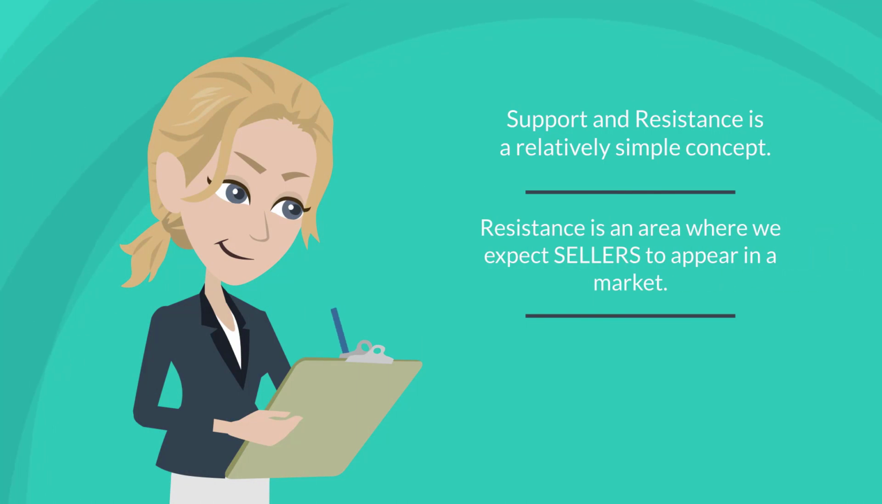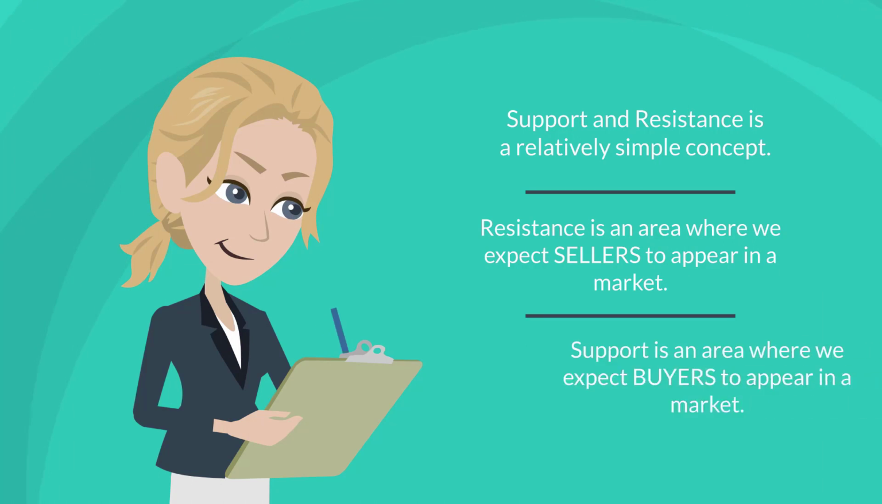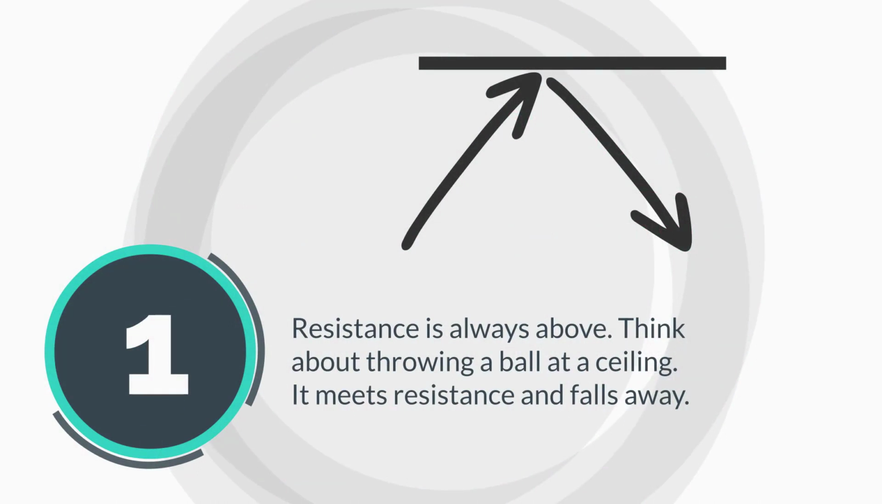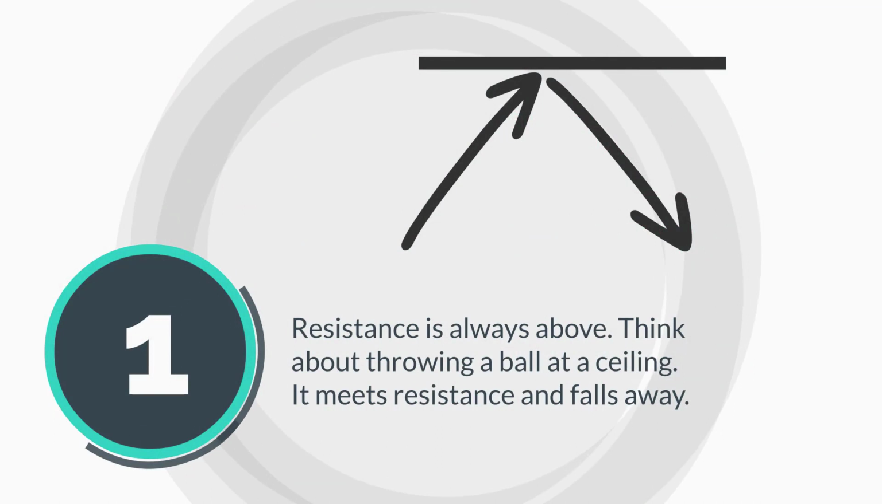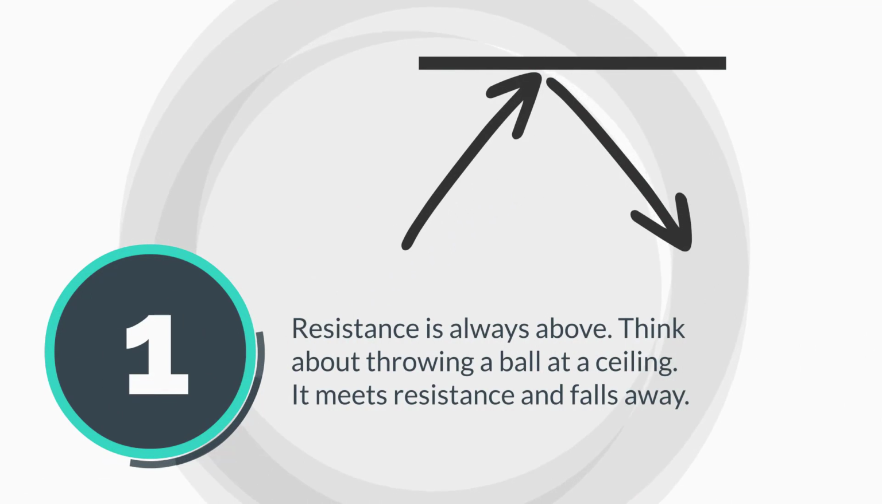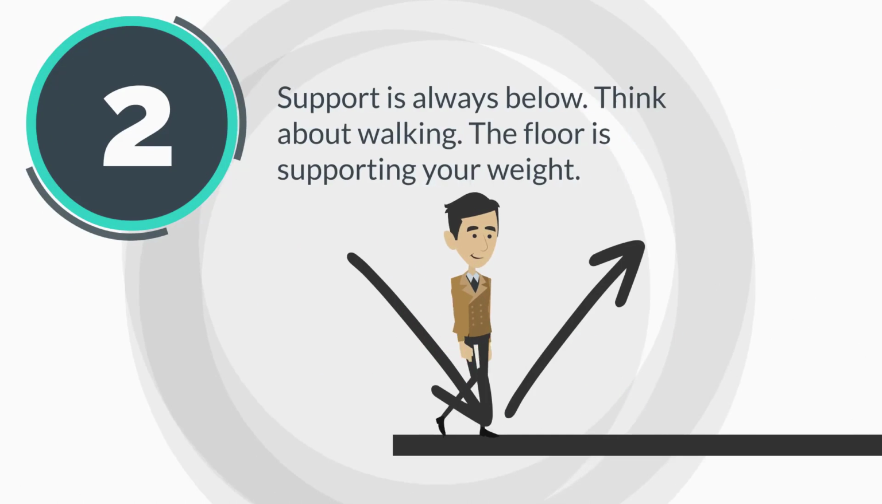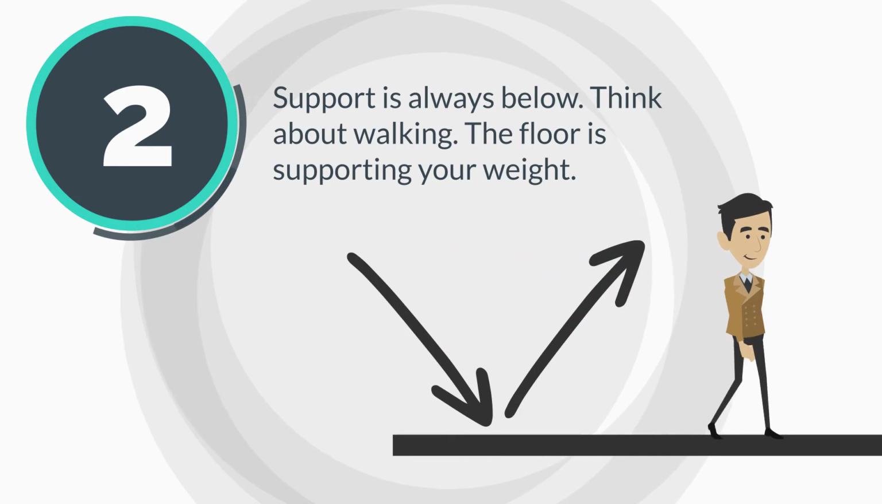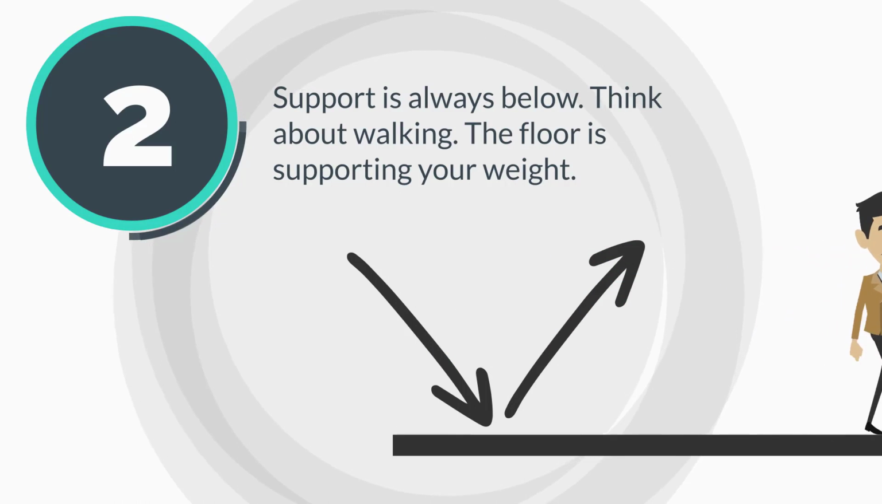Resistance is an area where we expect sellers to appear in a market. Support is an area where we expect buyers to appear in a market. Resistance is always above. Think about throwing a ball at a ceiling. It meets resistance and falls away. Support is always below. Think about walking. The floor is supporting your weight.